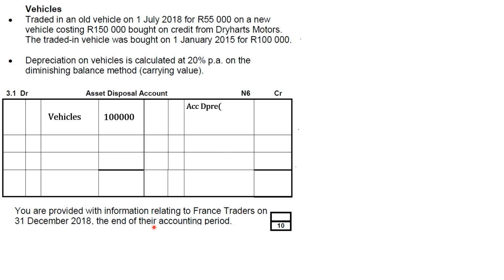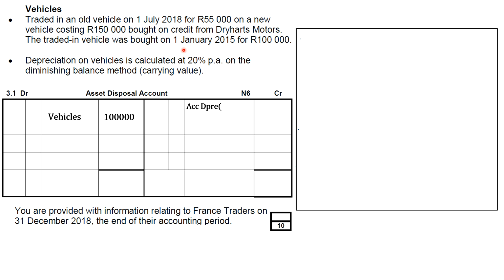But remember, in this case, we are not given accumulated depreciation. If you look anywhere here, you won't find it. We are not given, but we are told that our asset was bought on 1 January 2015, and that is going to help us calculate our accumulated depreciation. Let me just pull out my space here. So I'm going to calculate my accumulated depreciation here.